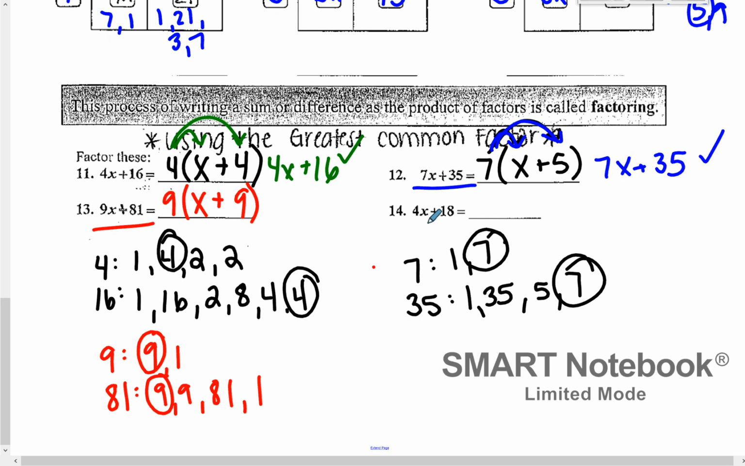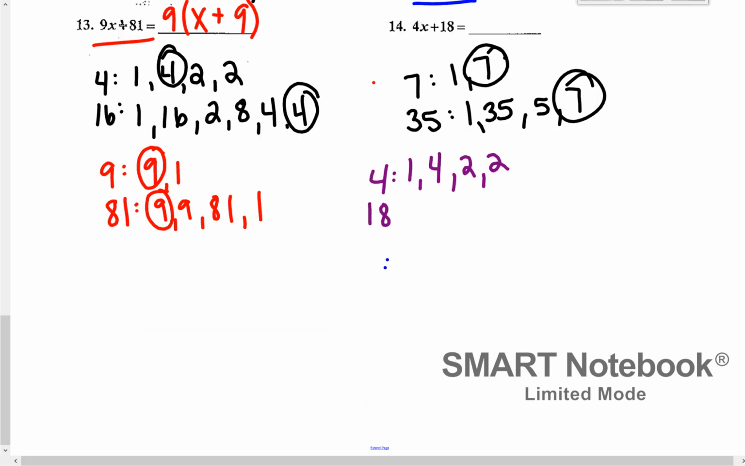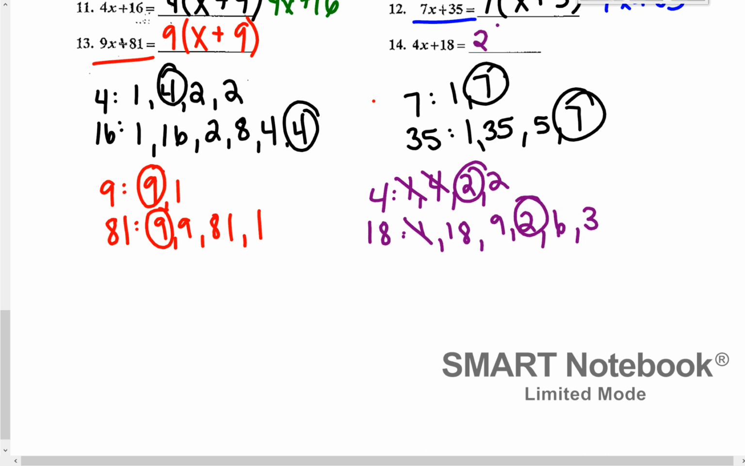All right, last one. We have 4x and 18. Factors of 4: 1 and 4, 2 and 2. Factors of 18 are going to be 1 and 18, 9 and 2, 6 and 3. 1 is a factor, but it's not the greatest. 4 is not a common factor, so our greatest common factor is 2. So 2 would go on the outside of the parentheses.